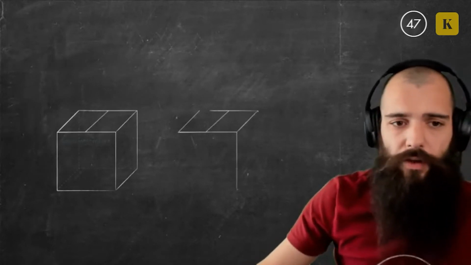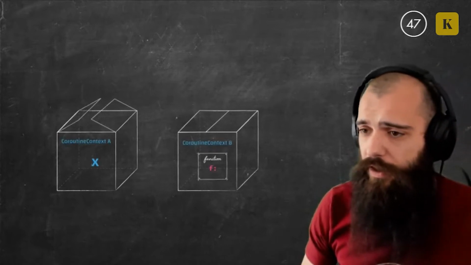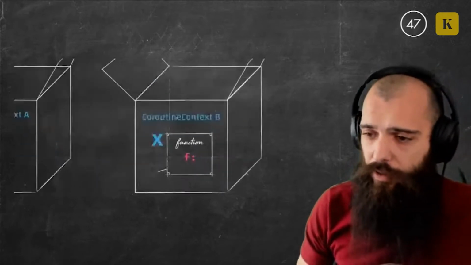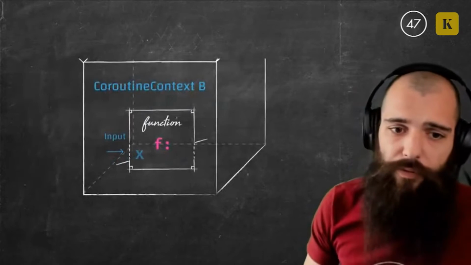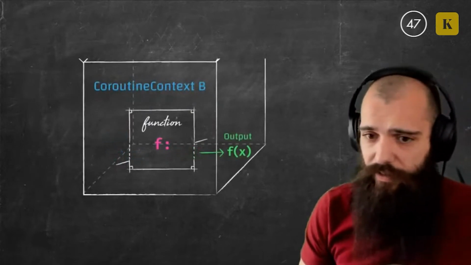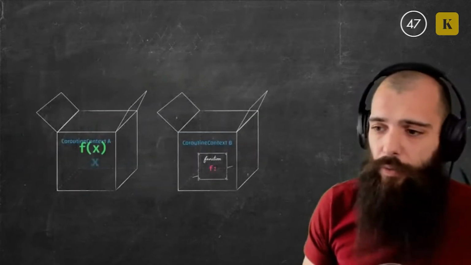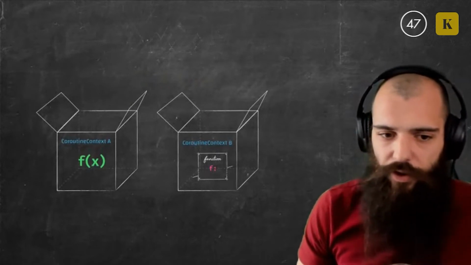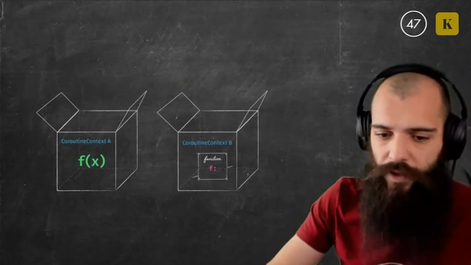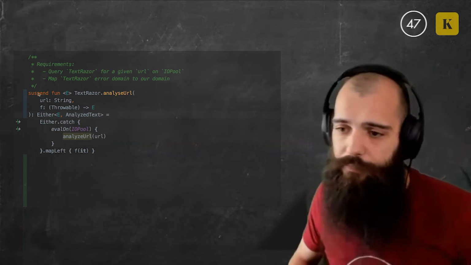So we might not know on what coroutine context we currently are when we are calling this function to fetch the results. So this could be any arbitrary coroutine context A. However, we need to run our TextTracer request on a coroutine context B, in this case, the I/O pool. And when that request is finished on that I/O pool, we want that result to be returned to us on the original context, wherever we call this function from. So let's take a look at how we can do this in code.